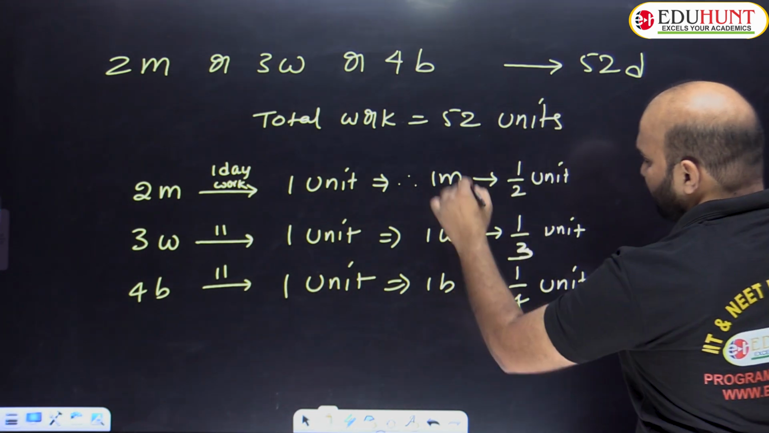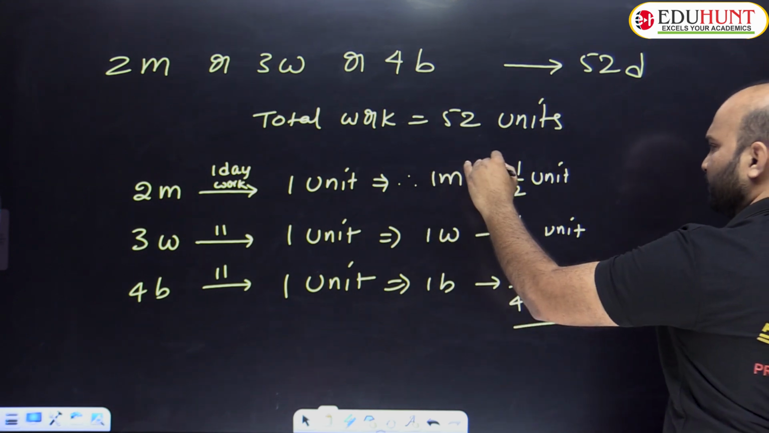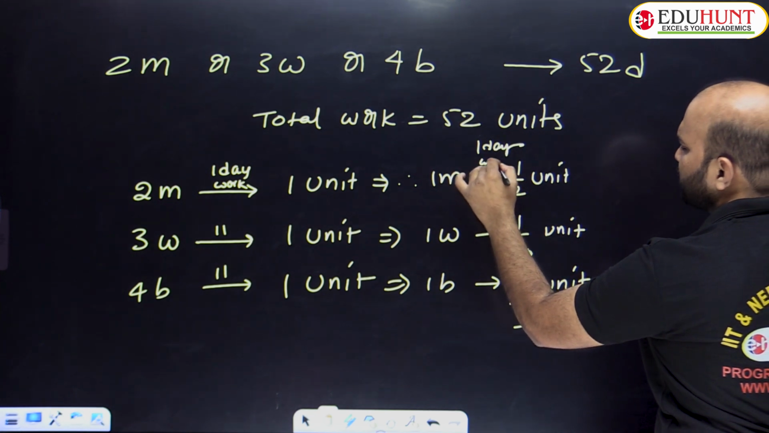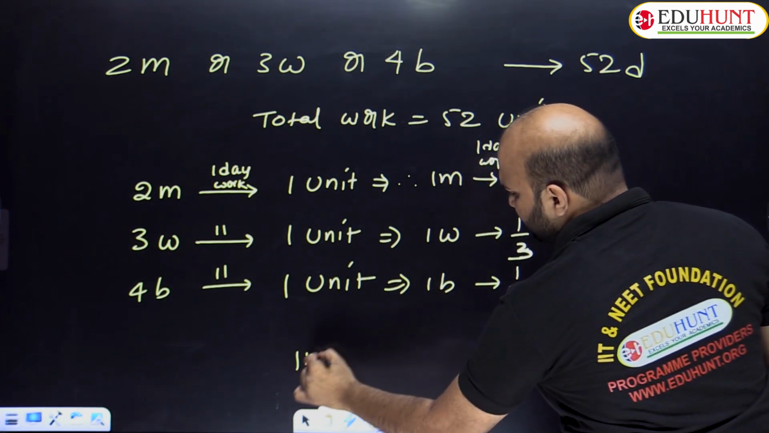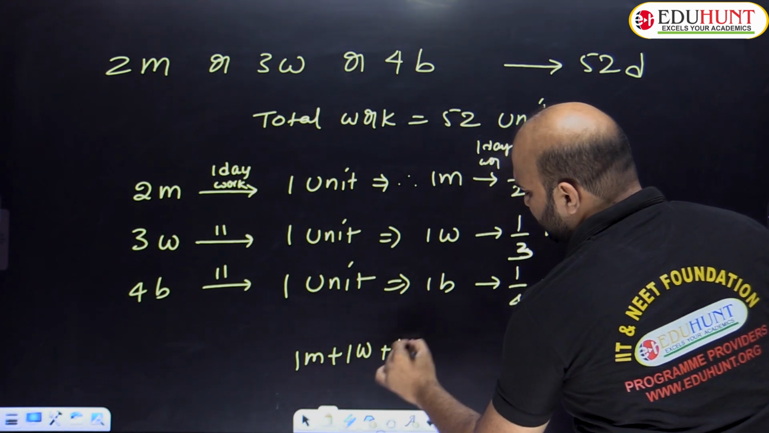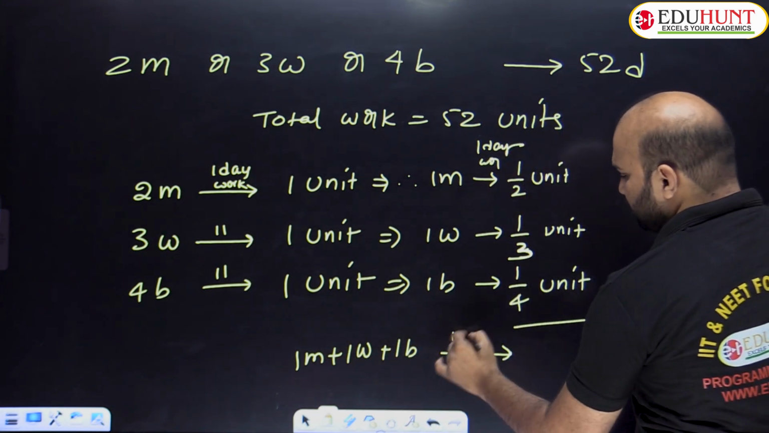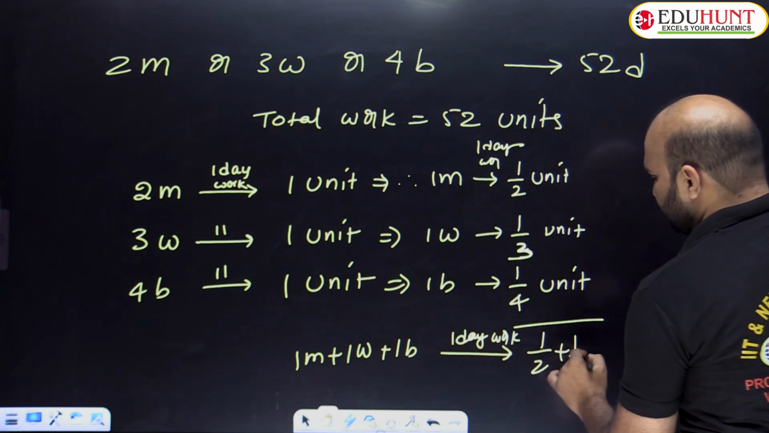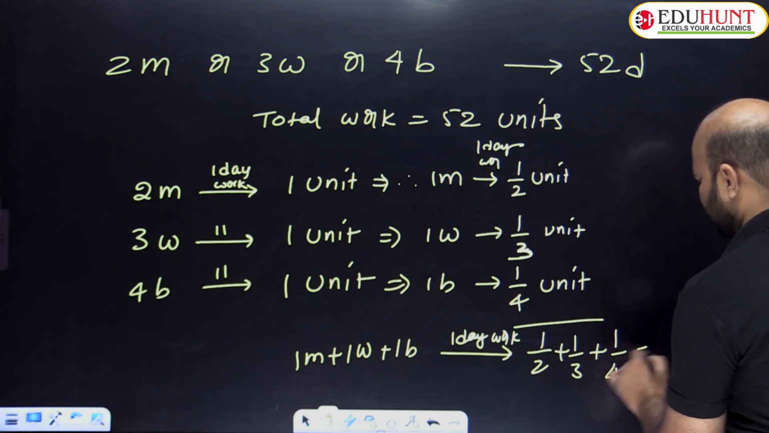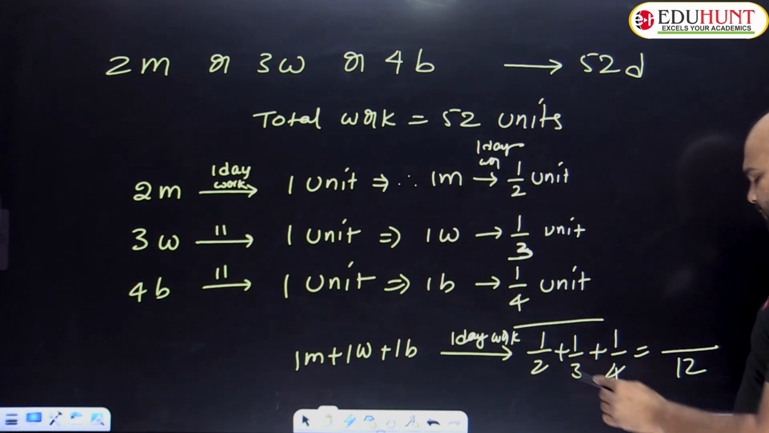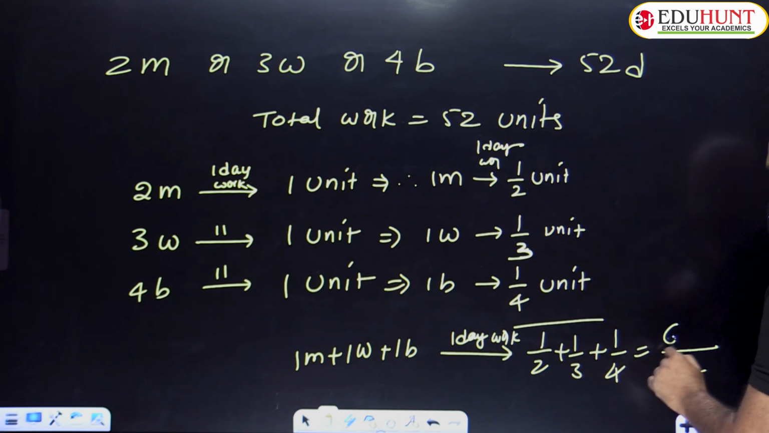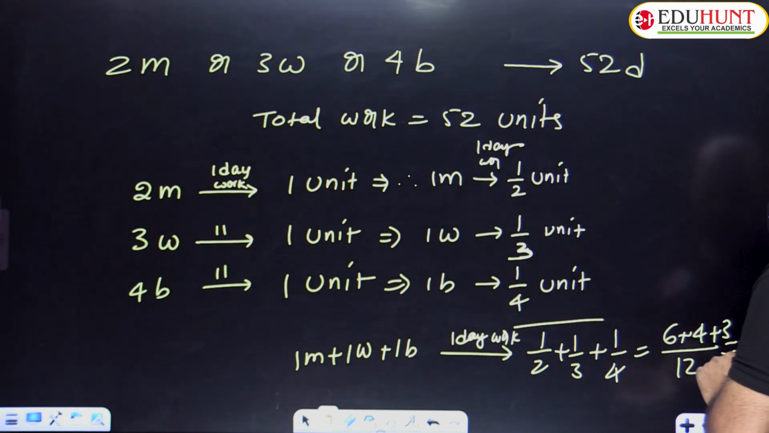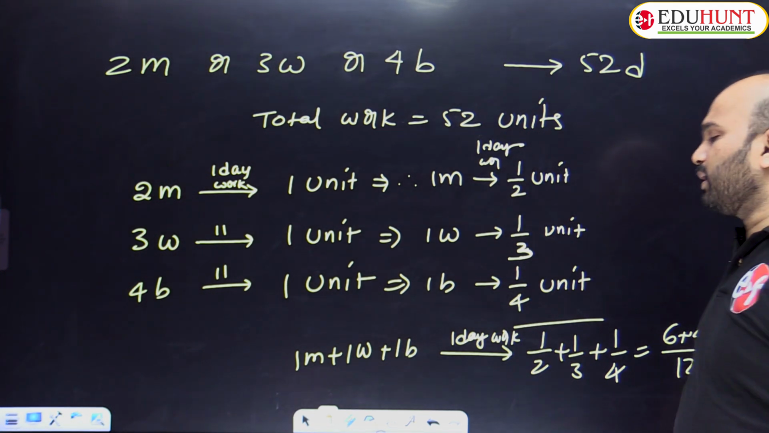So this is calculated as 1 day work. Am I clear? So all 3 together, 1 man plus 1 woman plus 1 boy, complete 1 day work. How much is given? 1 by 2 plus 1 by 3 plus 1 by 4. What is the LCM? 12. Am I clear? 2 sixes are 6, 3 fours are 12... so 6 plus 4 plus 3, total 13 by 12 units completed in 1 day by 1 man, 1 woman, 1 boy.